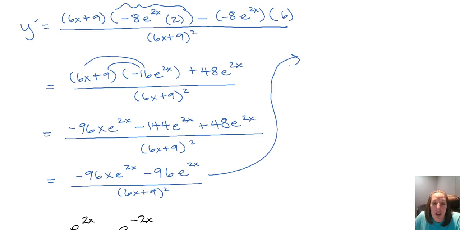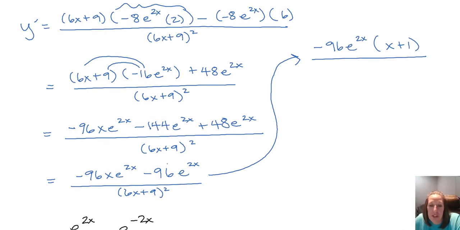All right, so if we factor out our GCF in the numerator, we get negative 96 and an e to the 2x. And if we factor that out, we're left with x plus 1. In the denominator, we also have a greatest common factor. 6x plus 9 has a GCF of 3, so if we factor that out, we have 2x plus 3. Now we want to make sure and square this whole thing, so make sure you put parentheses around the whole thing.